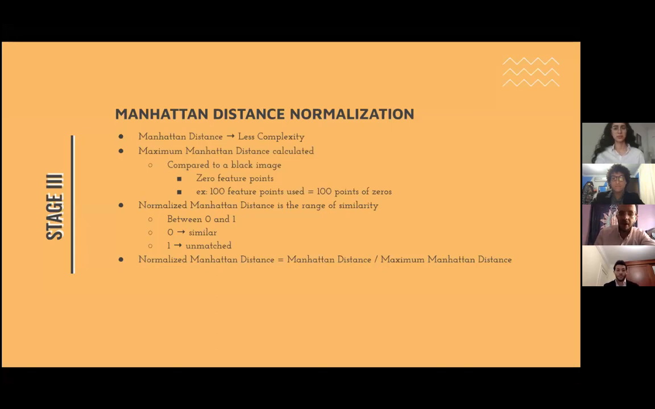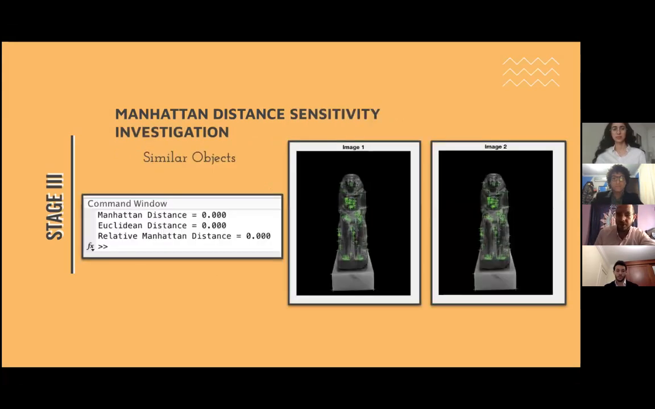This will assure us to have the result between 0 and 1. Of course, approaching 0 means the objects are similar, and approaching 1 means vice versa, that is, the objects or the images are not really similar. And Omar will continue with you on this.